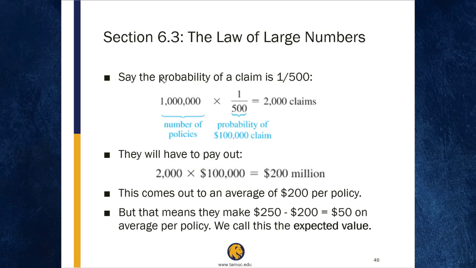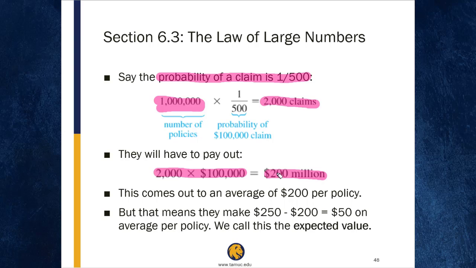So let's consider the fact that the probability of a claim is 1 out of 500. If we think that they'll sell, let's say, 1,000,000 policies, and there is a 1 out of 500 probability of having to pay, then if we multiply that, it means that it'll be somewhere around 2,000 claims that they have to pay out. For each of those claims, they have to pay out $100,000. So 2,000 times $100,000 means that they're having to pay out $200 million.